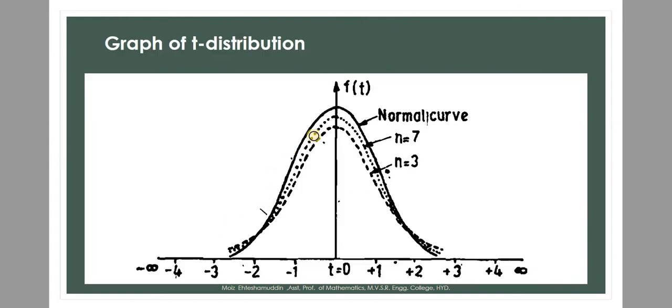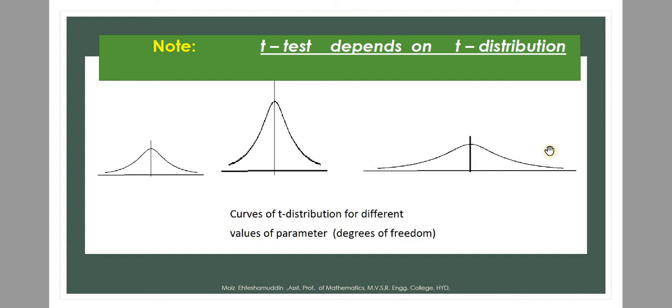Now this is the graph of the t distribution for different values of n, such as n equal to 3 and n equal to 7. There will be different graphs, and these are similar to normal curves. The difference is that the tails will have more area in the case of t distribution curves. These are some of the curves I have drawn for different parameters, which are nothing but degrees of freedom. The t-test depends upon that t distribution.